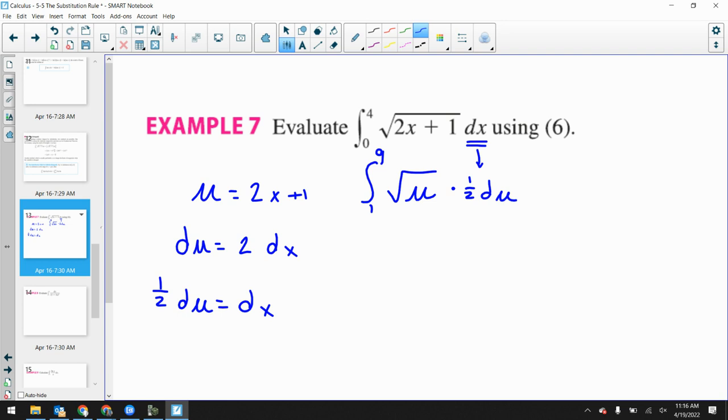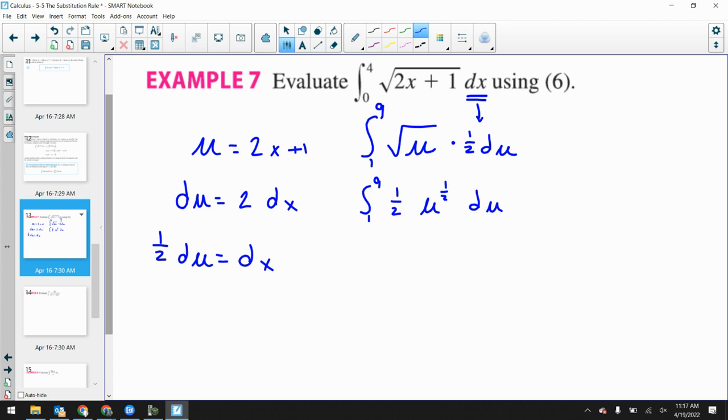Because now what I can do, I'm just going to manipulate it a little bit more. I'm going to keep it going. 1 to 9 of 1/2 u to the 1/2 du, right? Because I like to write it as exponents rather than a square root. I brought that 1/2 out in front. And now I'm going to evaluate this integral. Okay, so that's 1/2 u to the 1.5 over 1.5 from 9 to 1. Pretty simple, right?